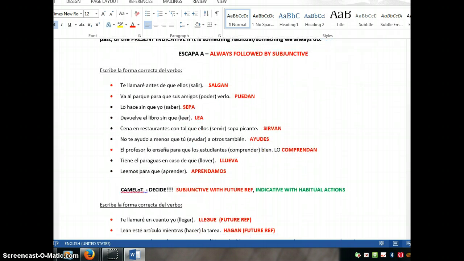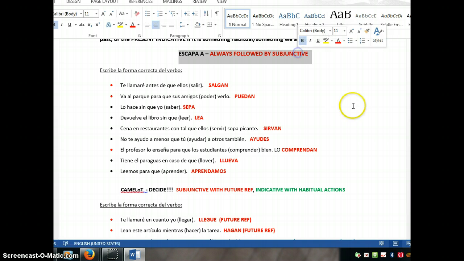In this first example, you can see that all of these are going to be using the subjunctive because those all have conjunctions that are part of the ESCAPA A acronym.